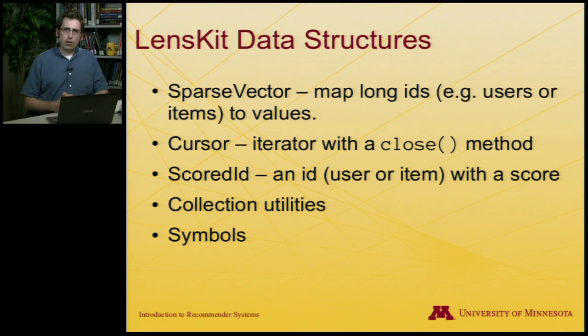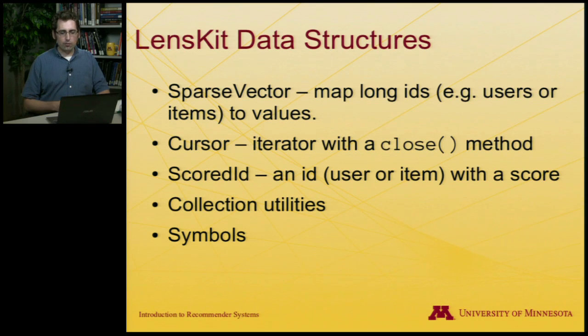The LensKit Data Structures module builds on FastUtil and provides some additional data structures that we use in LensKit. First is the sparse vector. This is a map of long IDs, user or item IDs. LensKit assumes that every user and item in the system has a unique 64-bit numeric ID represented as a long. And this provides a sparse vector that we can do linear algebra operations on.